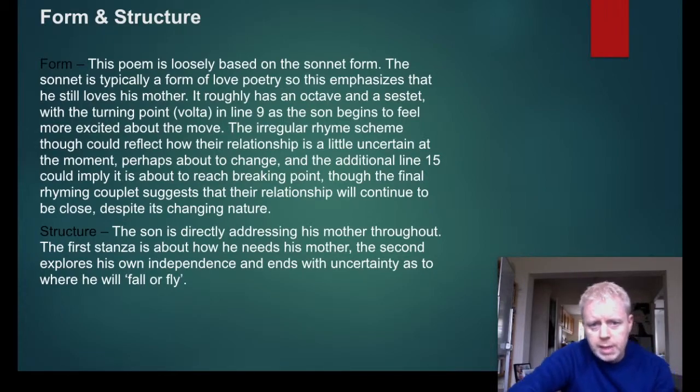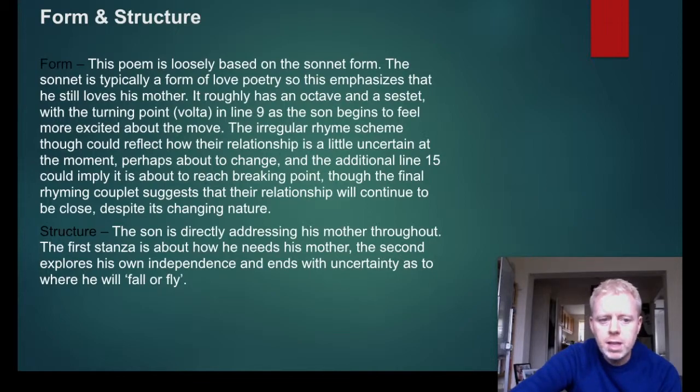So this poem is loosely based on the sonnet form. The sonnet is typically a form of love poetry. So there's your method, and the meaning is, so this emphasises that there is a strong bond between mother and son. It roughly has an octave and a sestet. That's an 8-line verse and a 6-line verse, with the turning point, the volta, in line 9 as the son begins to feel more excited about the move.